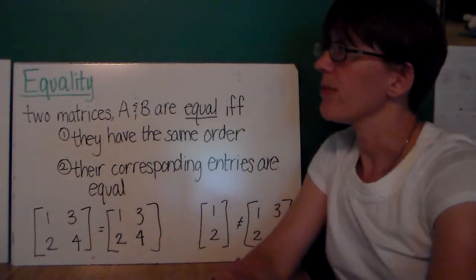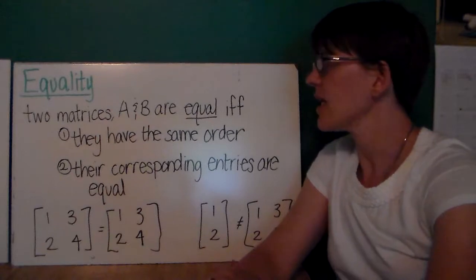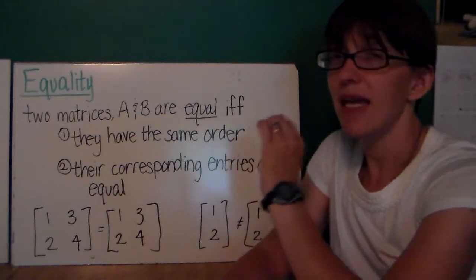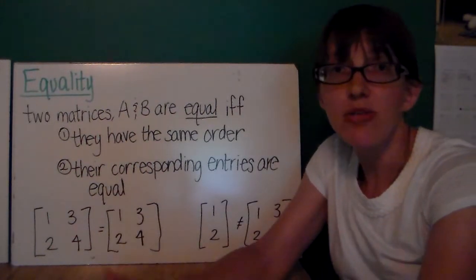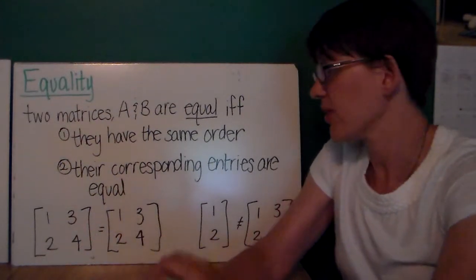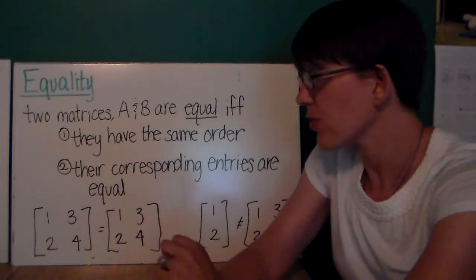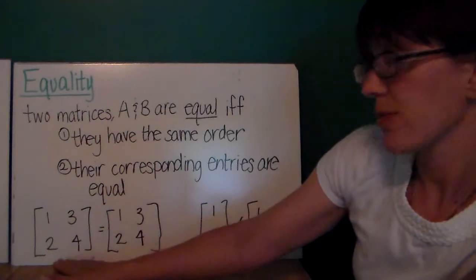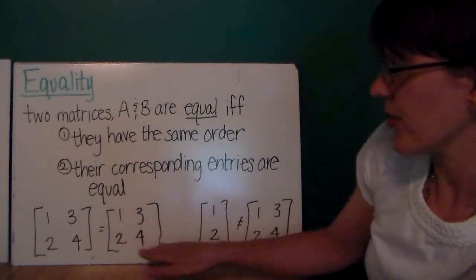First, let's look and see what makes two matrices equal. Two matrices, A and B, are equal if and only if they have the same order. So they're either both 3 by 2 matrices or 2 by 1 matrices. If they're both square matrices, they're both 2 by 2 or they're both 3 by 3. And their corresponding entries are equal. So here's an example of two equal matrices. This one is 1, 3, 2, 4, and this one is also 1, 3, 2, 4.